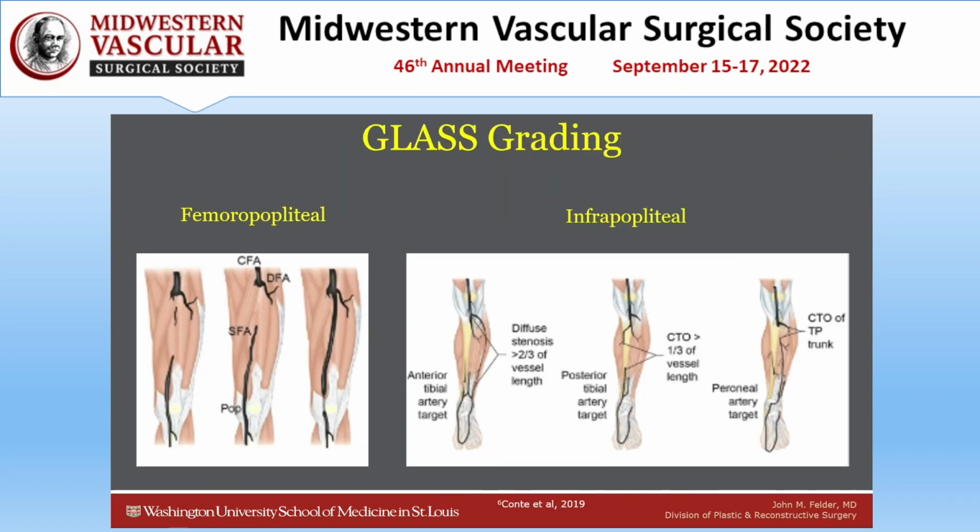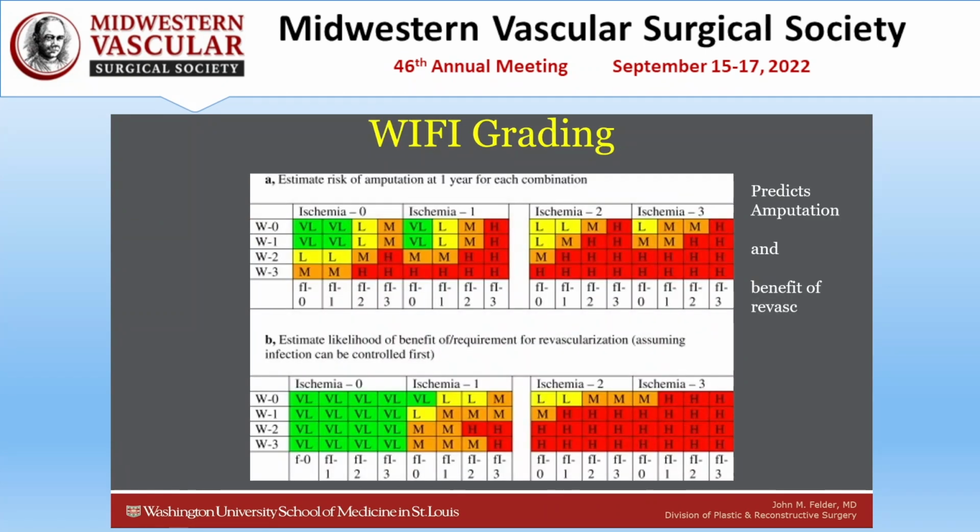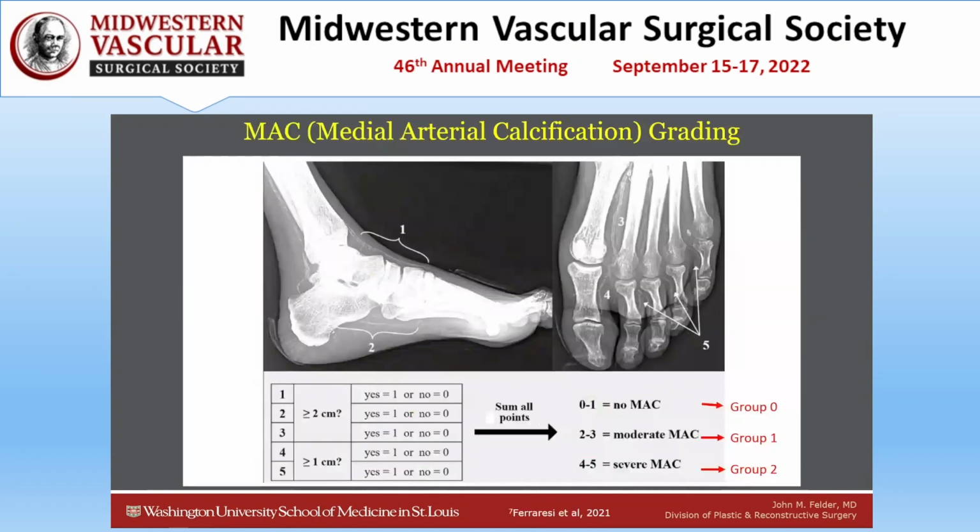So again, GLASS, we have a cumulative series of scores that adds up for the total, both the femoropopliteal grade, infrapopliteal, and more importantly here, the pedal GLASS grading: P0 with no significant disease, at least one intact pedal vessel and arch, P1 with no arch, and P2 with no vessels crossing into the foot. WIfI grading we're familiar with, looking at wound, ischemia, and infection severity. Virtually all these patients were a WIfI grade 4.